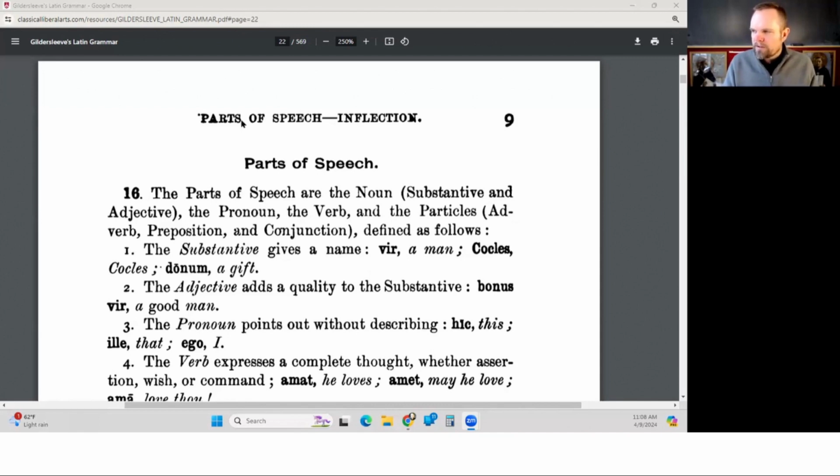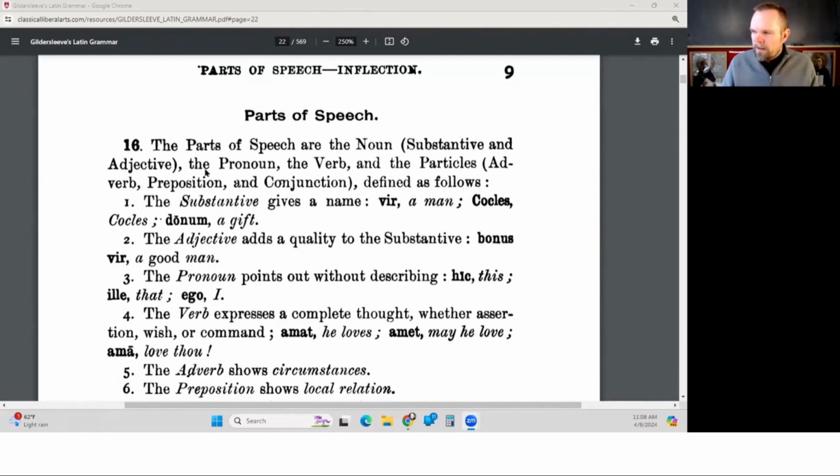Okay, so we're going to get into the parts of speech here. Article 16. This Latin grammar textbook doesn't take much time to explain the parts of speech or introduce them. It just jumps right into them, which is good because, as I said, I've already introduced them in the classical grammar course, which most of you are probably enrolled in. So if you want an introduction to the parts of speech, I recommend you go to the classical grammar course. But here we're just going to jump right in and get to it.